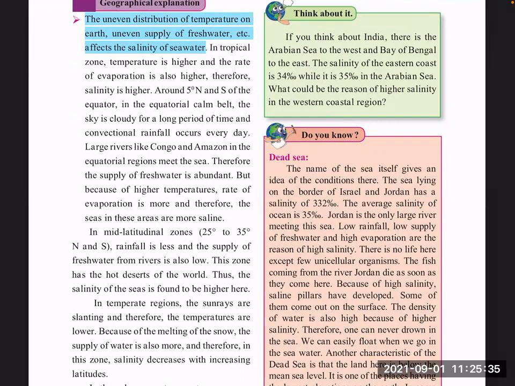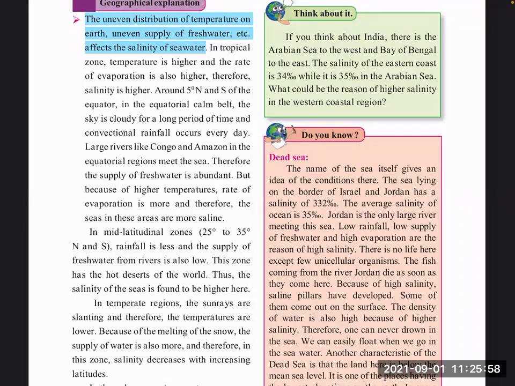Now you see the sky is cloudy for a long period of time and convectional rainfall occurs every day. Amazon River and Congo River, I already explained in the previous chapter. The larger rivers like the Congo and Amazon in the equatorial regions meet the sea. Therefore, the supply of fresh water is abundant.